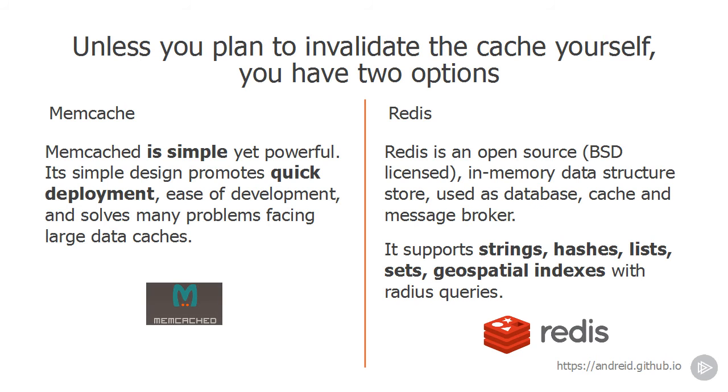So unless you plan to implement cache invalidation yourself, you have two options, both very good: Memcache and Redis. Memcache is used by Facebook, for example, and Redis is used by Twitter. They are very good in-memory databases that can be used to implement caching. We will go with Memcache just because it is much simpler to work with, and for our needs it is more than enough.